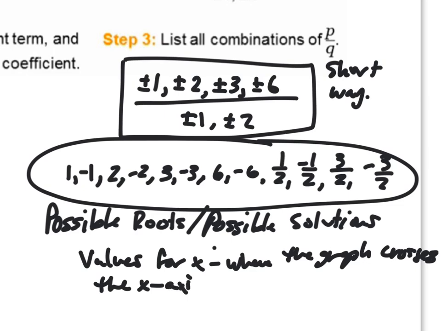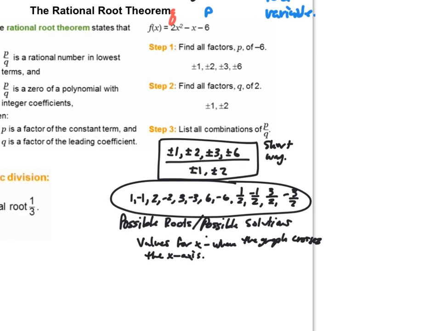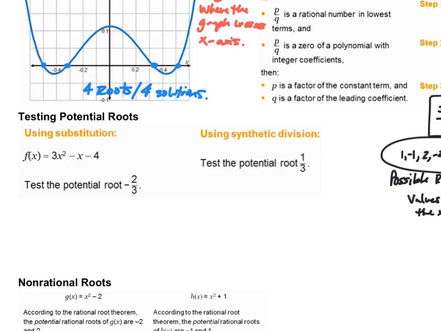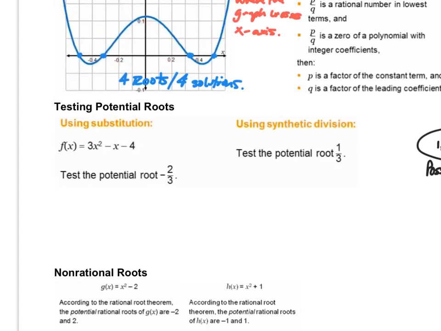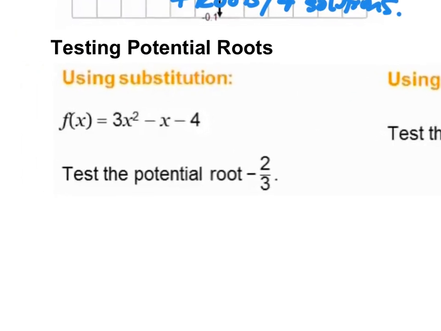All right, so what I want to do now is take a look over here. If I have this polynomial, f of x is equal to 3x squared minus x minus 4, we want to test the potential root to see if it is a solution. One method is to use substitution. So we want to determine, are these roots?